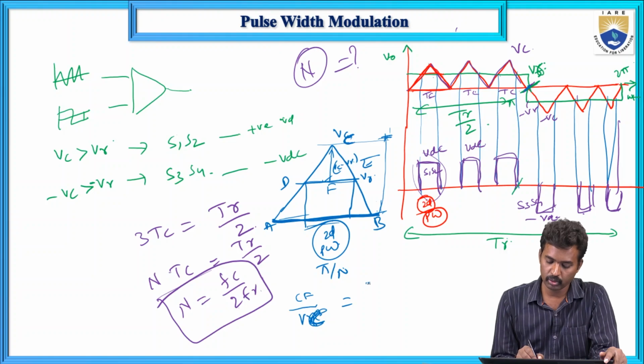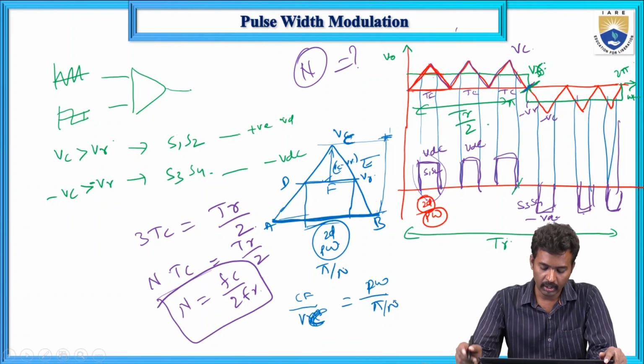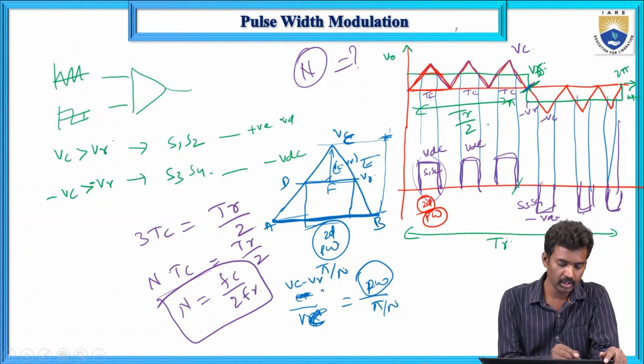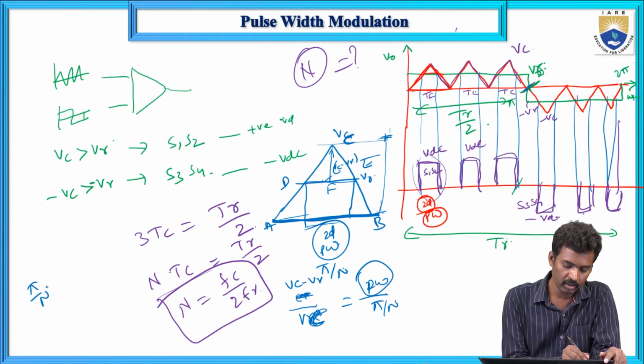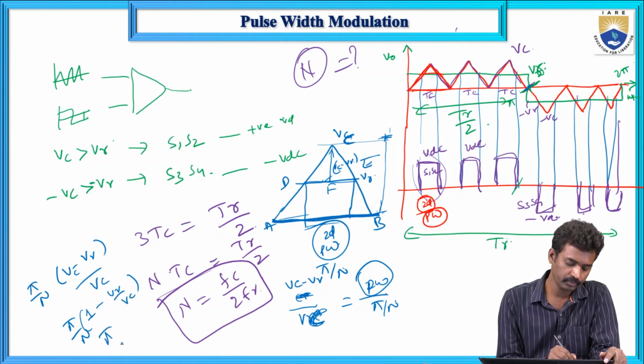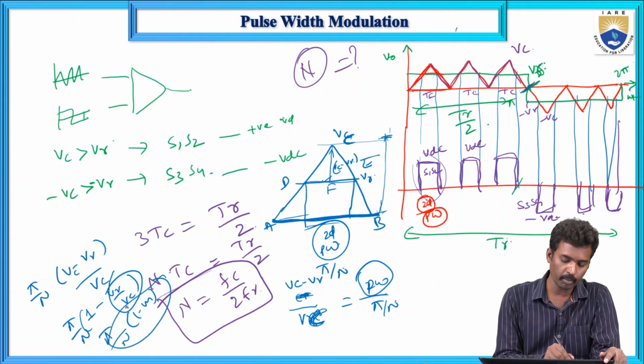Now this pulse width is 2d, meaning pulse width divided by pi by n. This pulse width we need. So this is VC minus VR, VC cancel, 1 minus VR by VC, that equals pi by n. So pulse width equals pi by n into 1 minus VR by VC. That equals pi by n into 1 minus m, where m is the modulation index. So this is your complete pulse width.